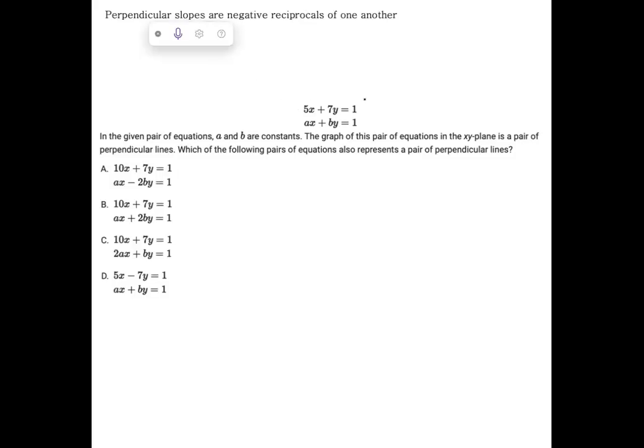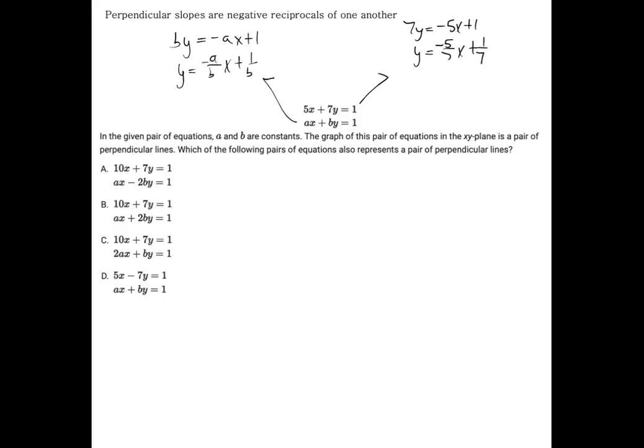On the first one, we'll take away 5x from both sides. 7y is negative 5x plus 1. Divide by 7. Y is negative 5 over 7x plus 1 over 7. Now for the second one, we can take away ax from both sides. So by is negative ax plus 1 and divide by b. Negative a over b x plus 1 over b.